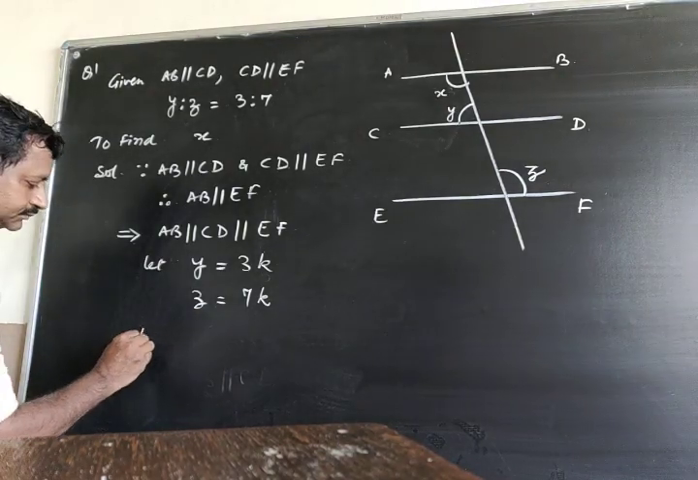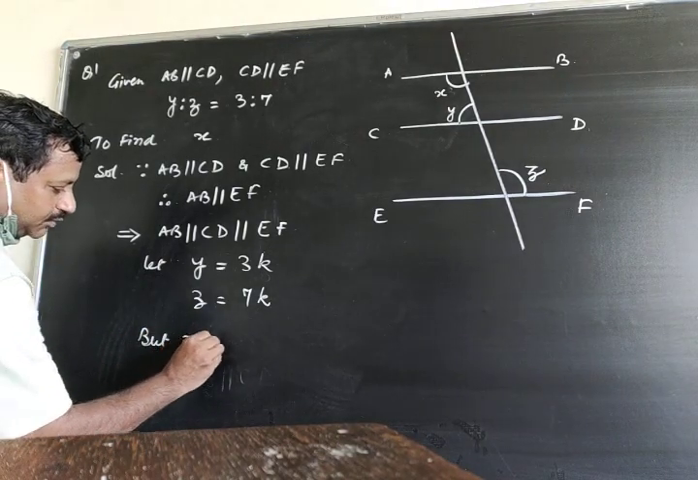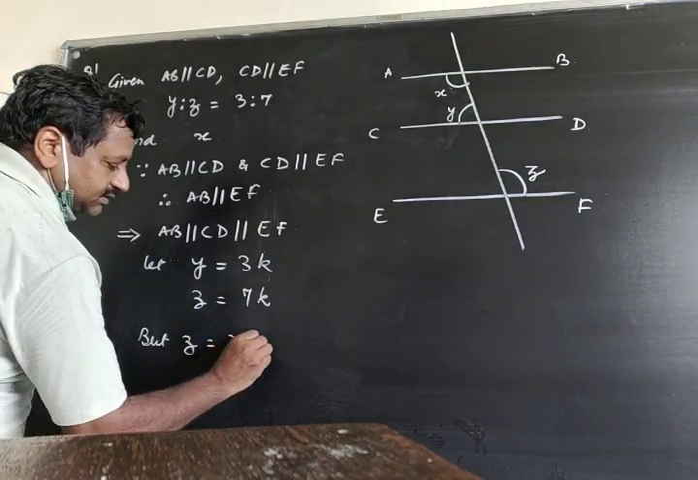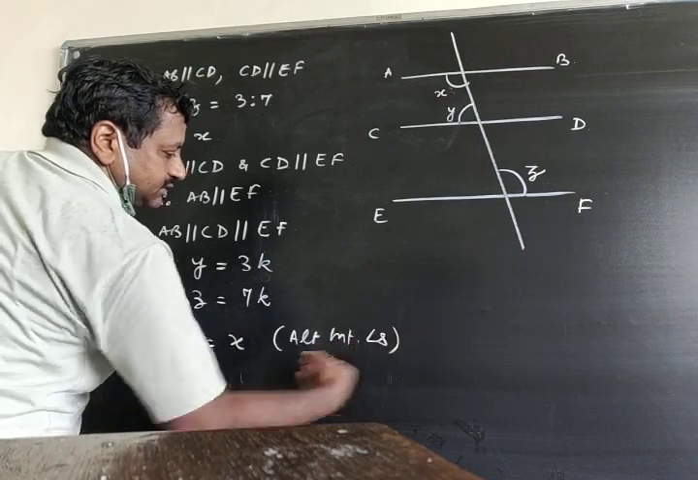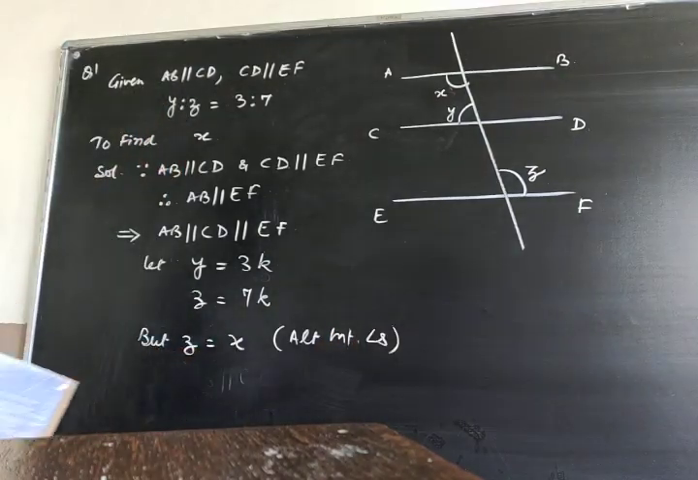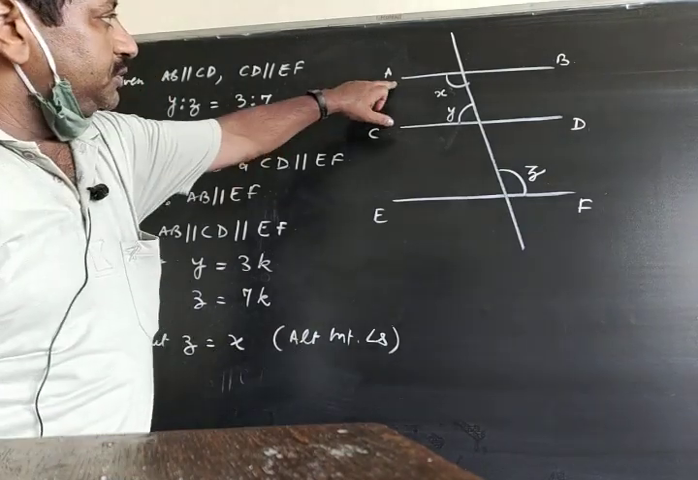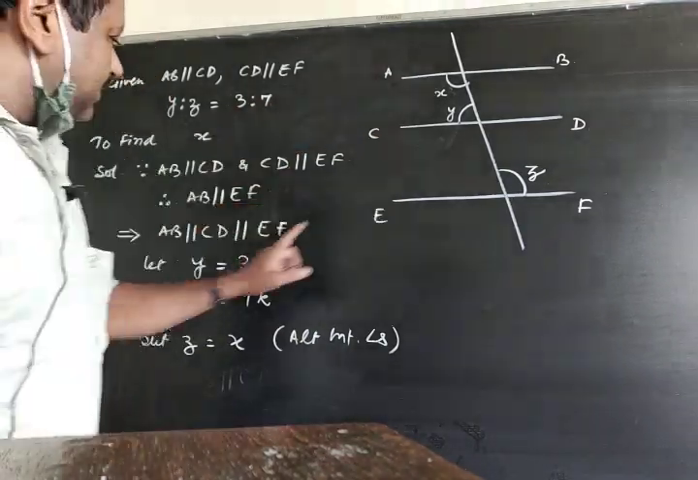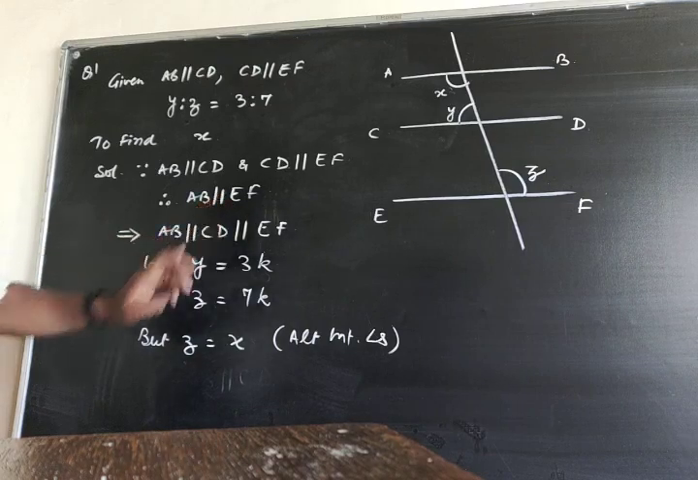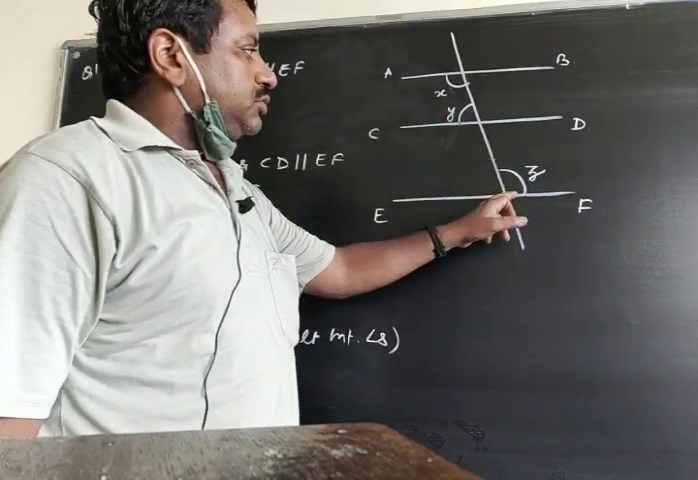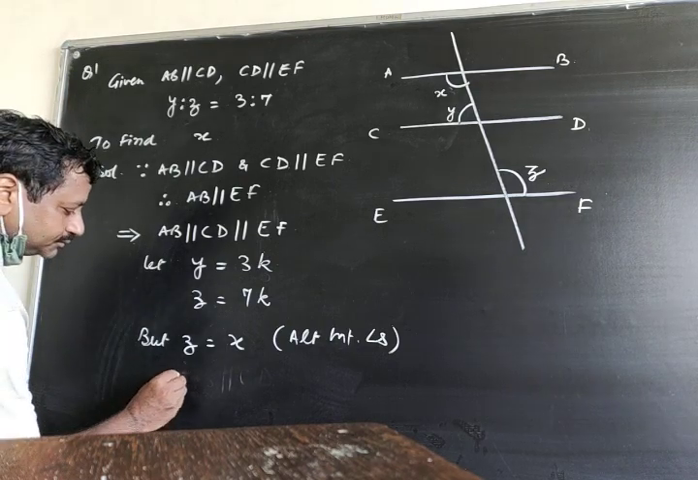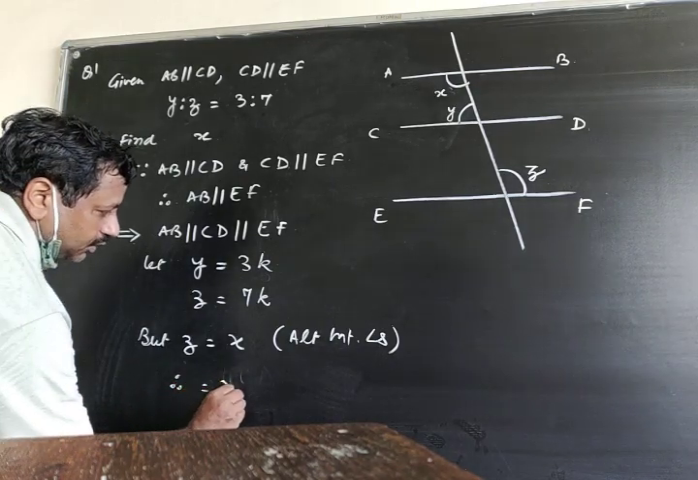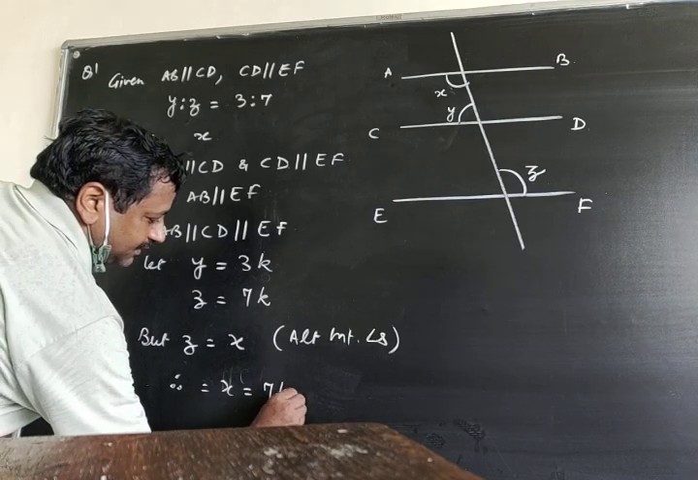But z equals x, alternate interior angles. We can say z equals x only when these two lines are proved parallel, and we have already proved that these two lines are parallel. Then only we can say that x equals z. So this part is important here. z equals x, therefore x equals 7k.